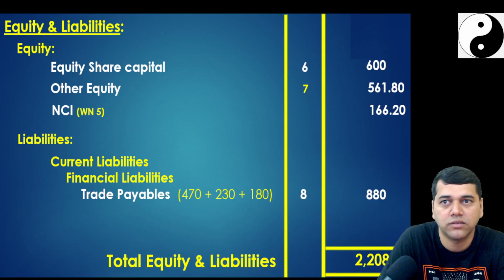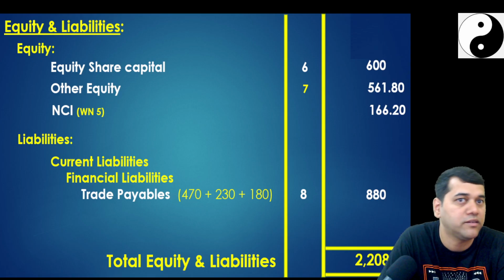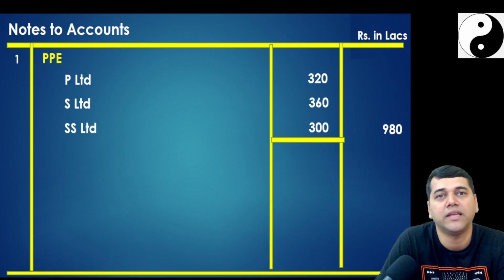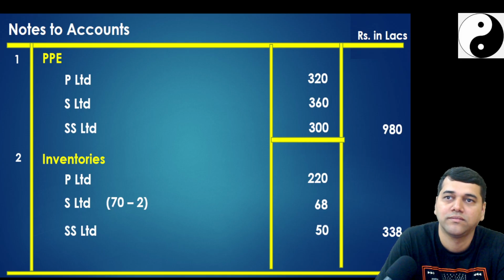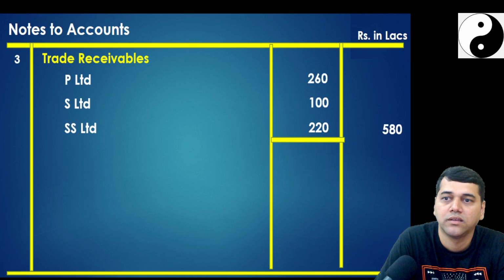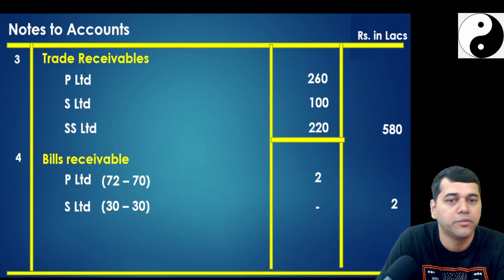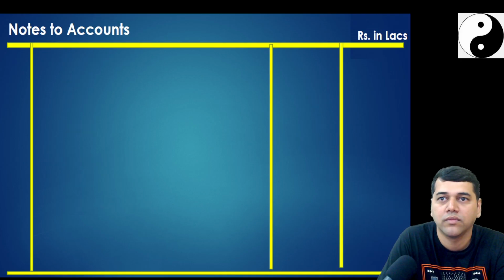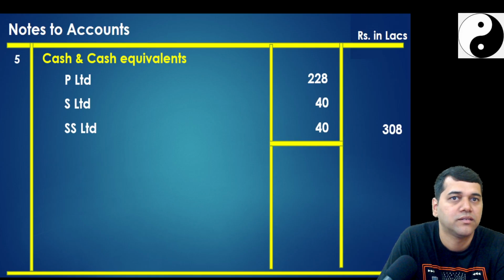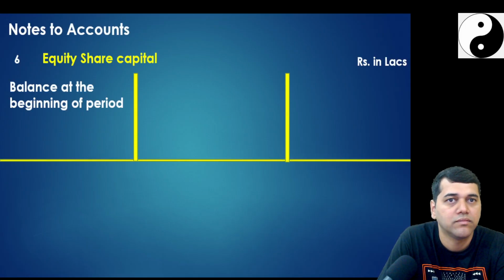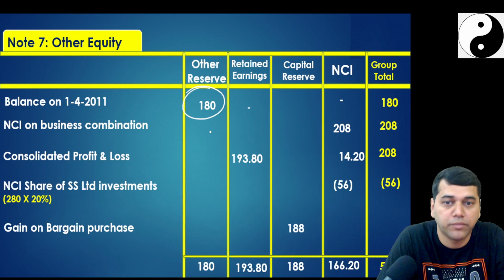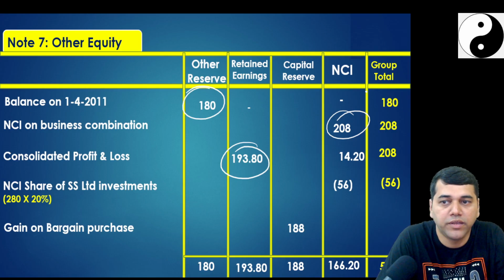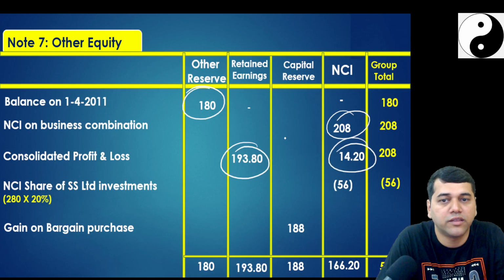I'll show you just. We need not do it right now, because we have already done certain questions with the notes to accounts. See, notes to accounts will come like this. Whatever in the brackets you are given, you will present it like this. See, trade receivables, bills receivables, note number 4, cash and cash equivalent, other equity statement, where you take the opening balance of the reserve from here, consolidated profits you will take, NCI opening balance you will take from here, NCI on business combination, you take, because it was not opening balance.